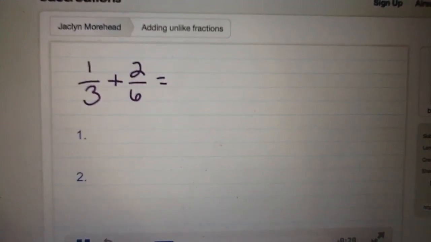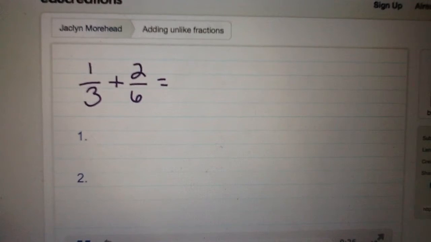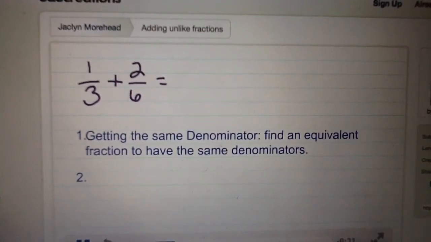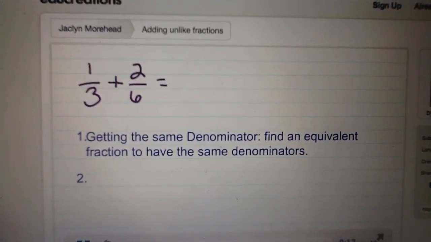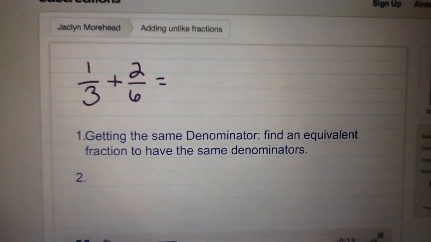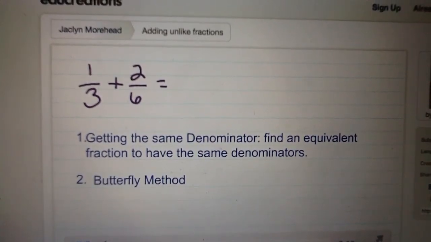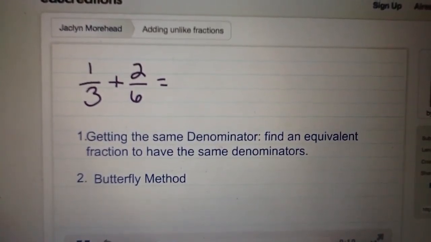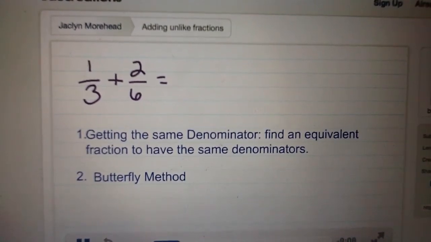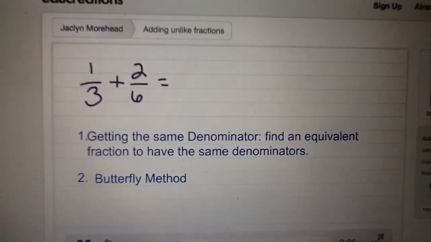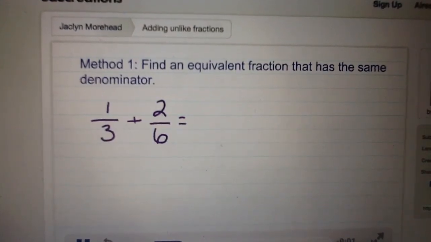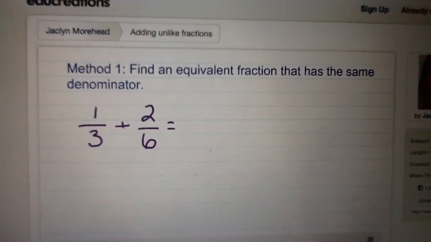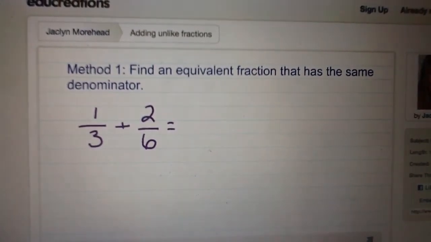So with the same problem, 1/3 plus 2/6, the first method, I call it getting the same denominator. And all it means is that we have to find an equivalent fraction to have the same denominators. The second one is called the butterfly method, and I will show you exactly how you do this. So write down these two methods, and we're going to practice doing it both ways. So method 1, find an equivalent fraction that has the same denominator.